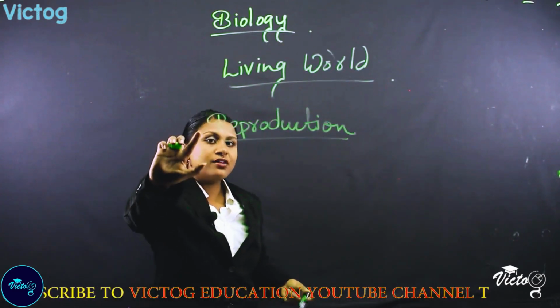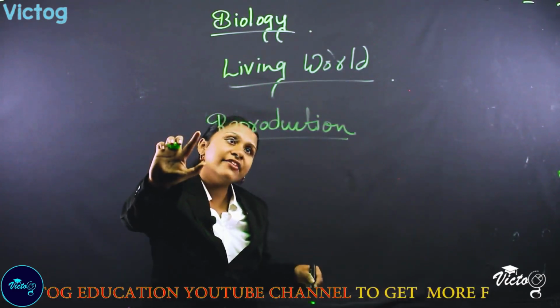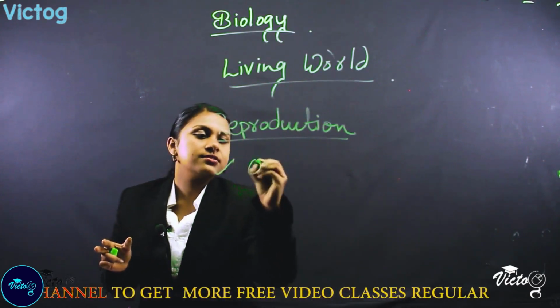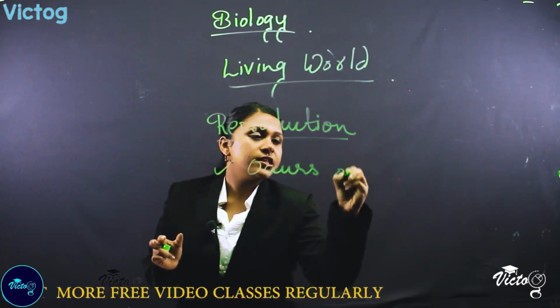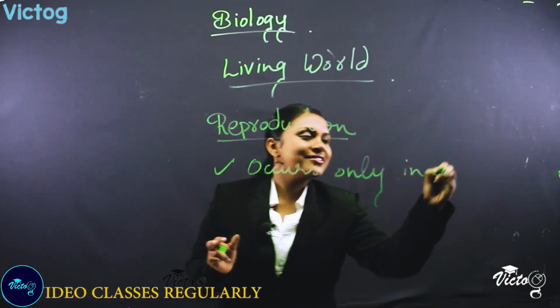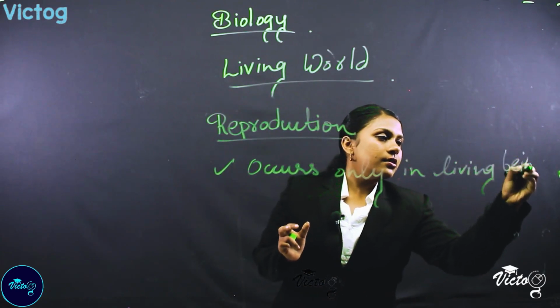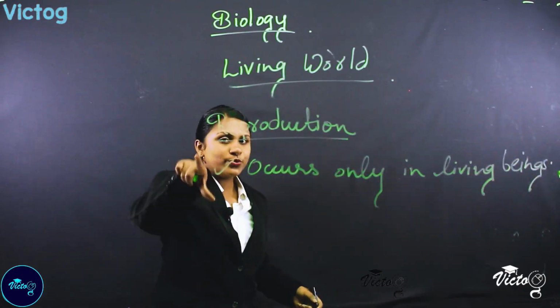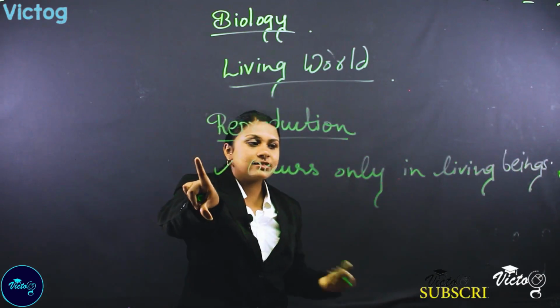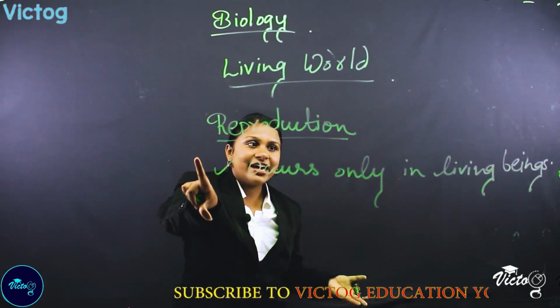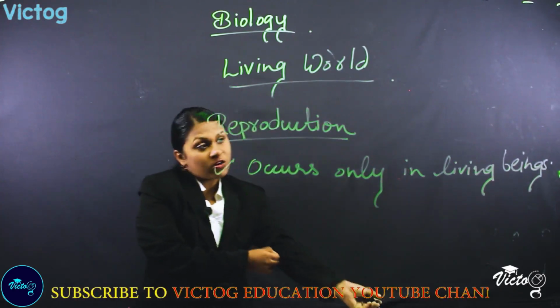Reproduction is a phenomenon which helps you to distinguish living and non-living beings. Reproduction occurs only in living beings. But it has exclusions too, like growth. That is, growth occurs in living and non-living beings. In the same way, reproduction occurs only in living beings.